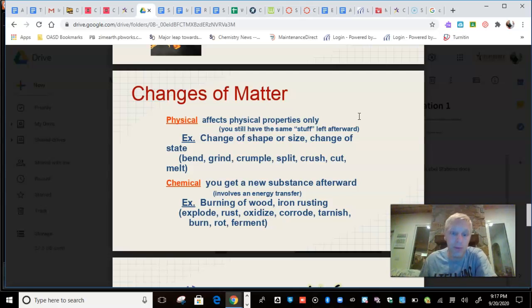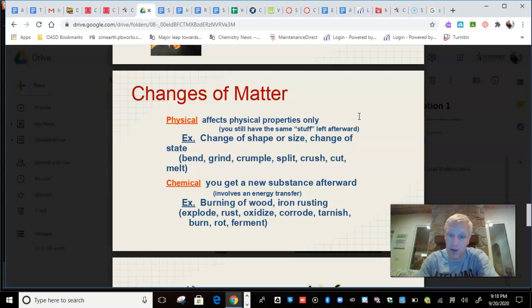So examples would be bending, cutting, split, crush, melt. And in each situation, nothing new is formed. You're just changing its form, not creating a new substance. Whereas chemical change, you get something totally new. So chemical change, you get a new substance afterward.